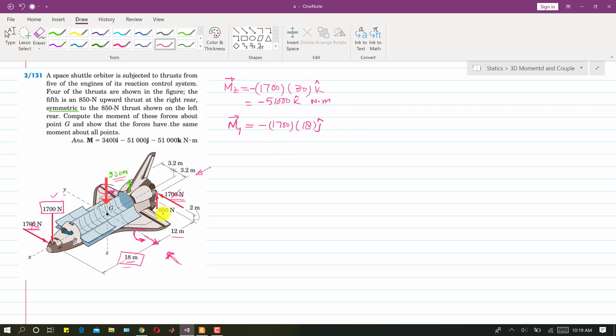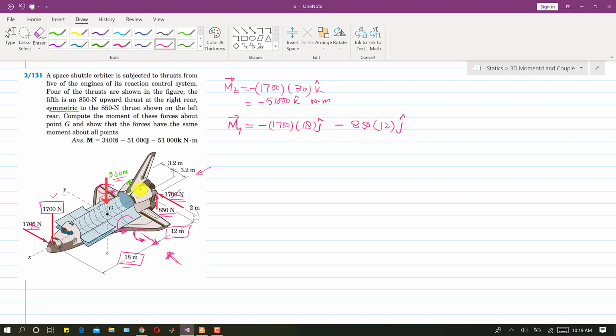Now if we look into this 850 Newton force, from this same direction, they are also producing the moment about this point G, and that moment will have this same direction, right? That moment will be like this again. So the moment due to 850 Newton will be, the magnitude will be 850 into the perpendicular distance. So this is the perpendicular distance, right? So this will be 850 into 12, right? And as we can see that it has the same direction, so again we will write minus j, right?